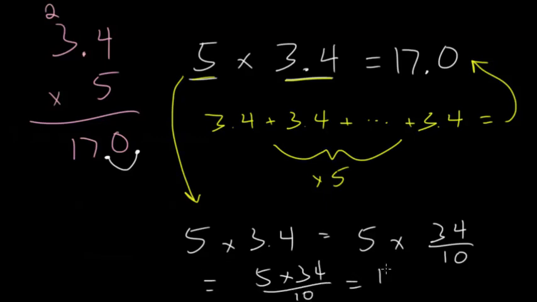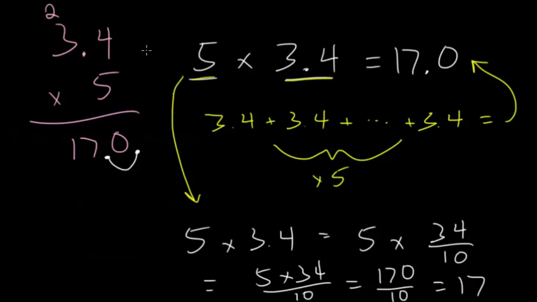5 times 34 is 170. Dividing that by 10 does give you 17. So you still get the same answer, and notice in the process, we just multiplied those numbers, 5 and 34, ignoring the decimal. And at the very end, we divided by 10 to essentially put that decimal place in. So this is one way to think about it, and you can apply this to really any of these problems, at least to understand why this process works.